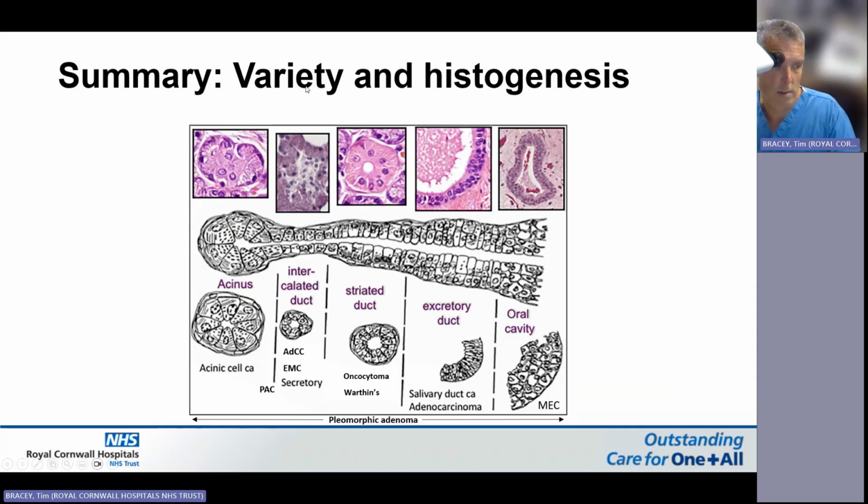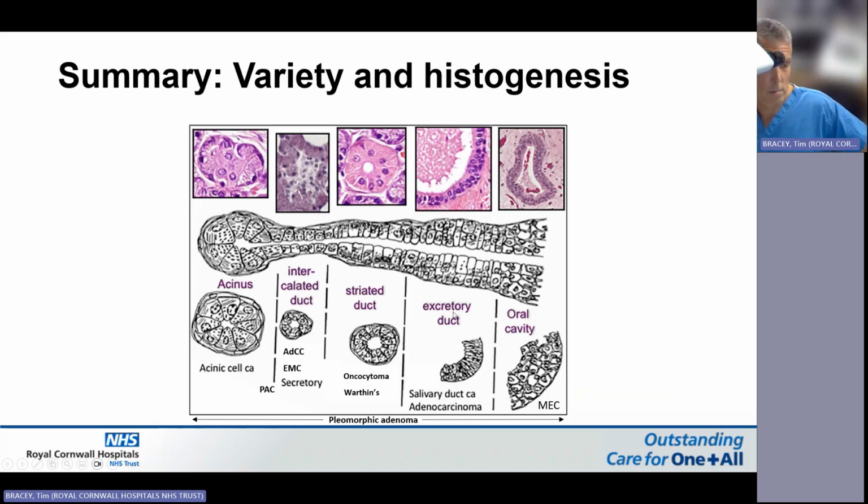So this was just what I wanted to finish with, was that the variety of tumors that you see in the salivary glands are related, I think, to the histogenesis. So you've got this, as we talked about at the beginning, you've got the acinus, which is surrounded by myoepithelial cells, which obviously is the origin of acinic cell carcinoma, and then you've got intercalated ducts, which give rise to polymorphous adenocarcinoma, but also adenoid cystic, epithelial myoepithelial carcinoma, and secretory carcinoma. And then the striated ducts, which give rise to oncocytoma and Warthin's.